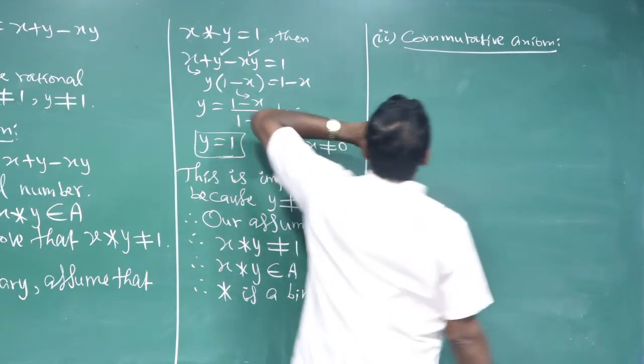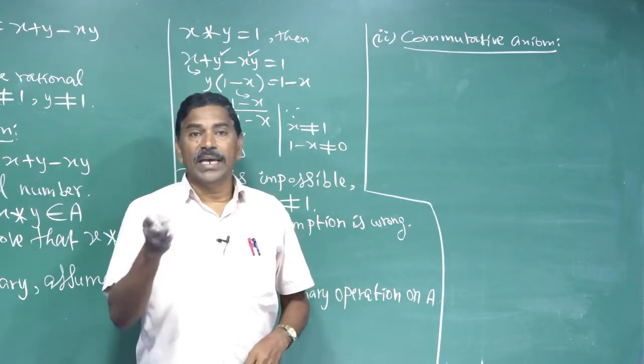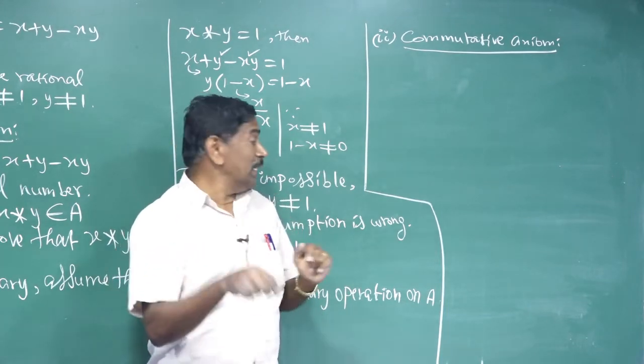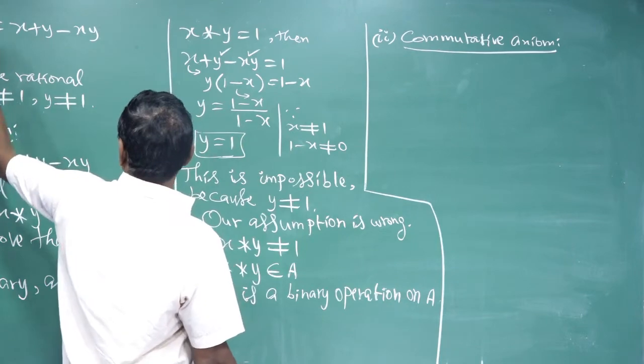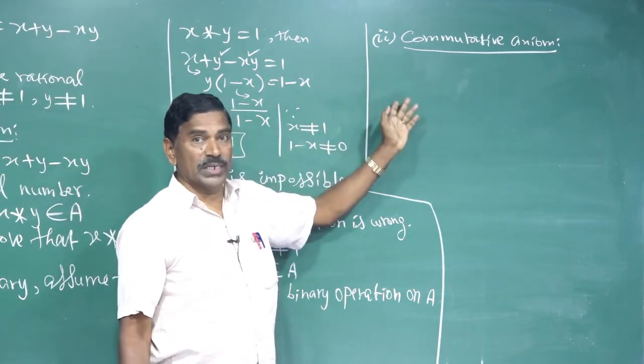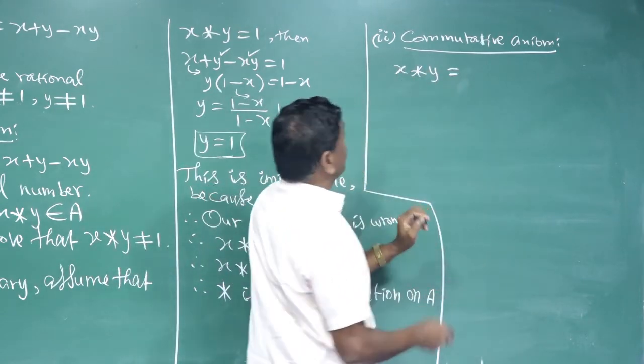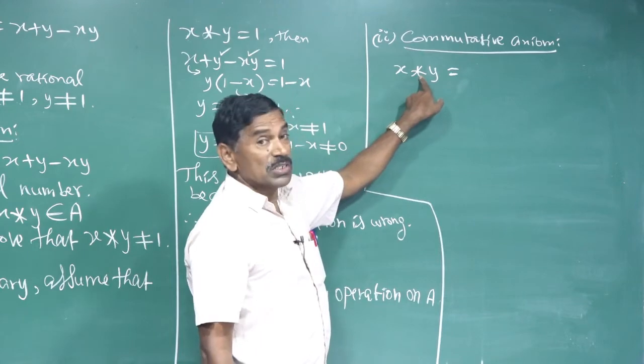Commutative axiom. Can you tell me the definition of commutative? Yes, A star B equals B star A. But here we are considering the elements x and y. Therefore, we want to prove x star y is equal to y star x. Now listen, x star y is equal to... what is the condition for star?